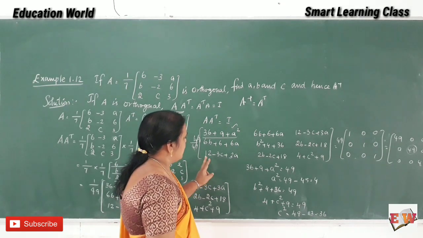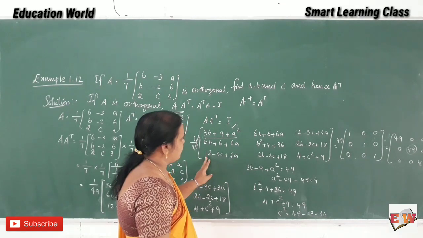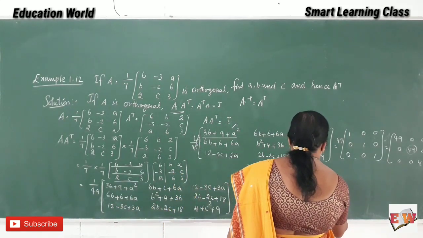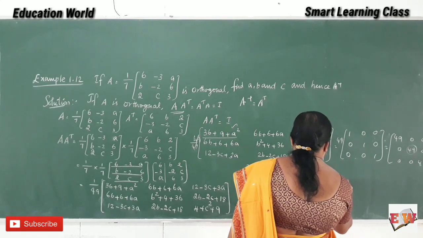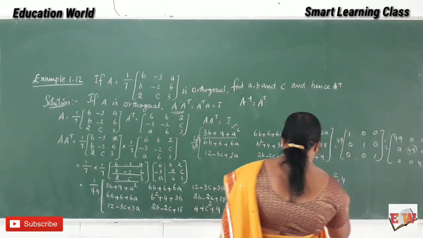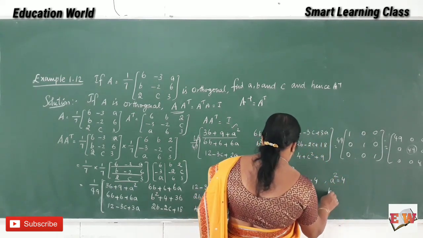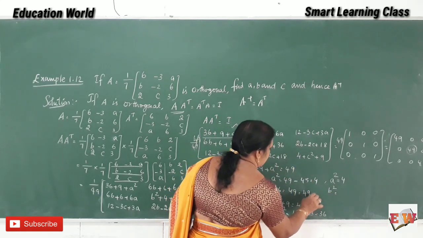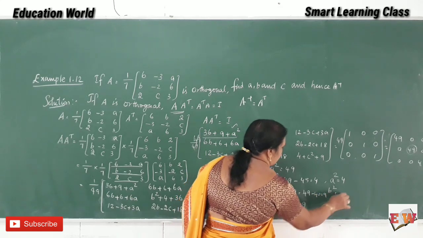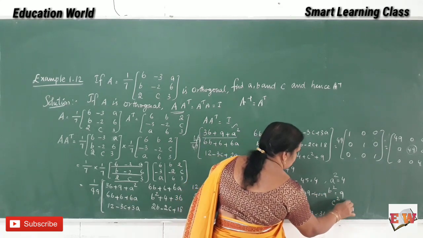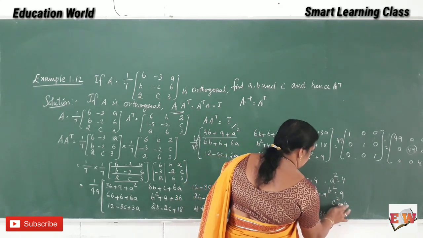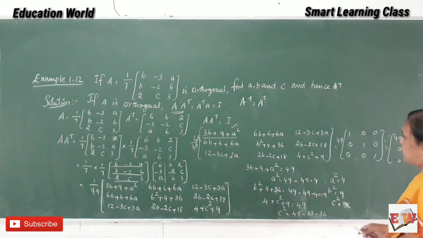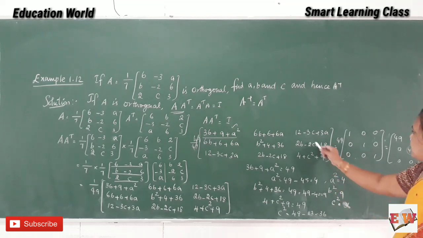We can use it to find b. a square is equal to 4. b square is equal to 49 minus 40, so 9. c square is equal to 36. You have to find the a, b, c values.